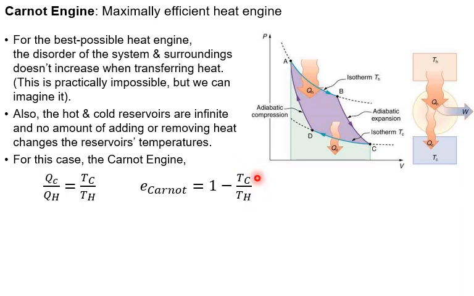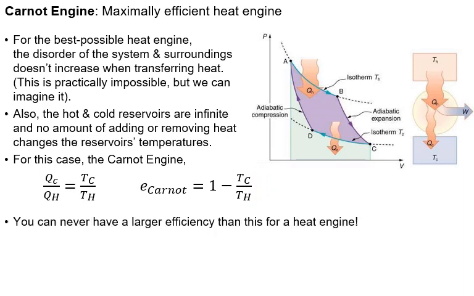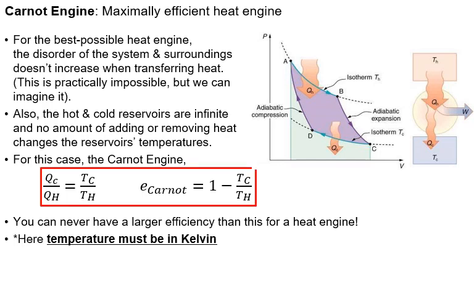So remember, this is for the maximally efficient engine. You can never have a larger efficiency than this for a heat engine. It's always going to be equal to this at best or lower. So pretty much always lower. You need to pay attention to the temperature has to be in Kelvin. You've got to be using SI units here. Otherwise, this does not work.